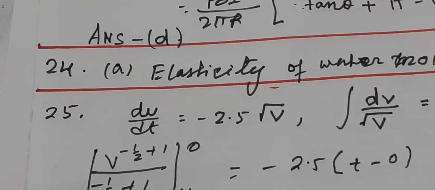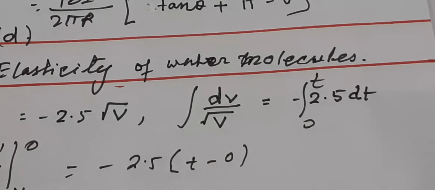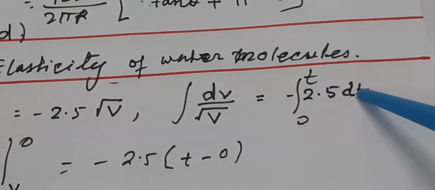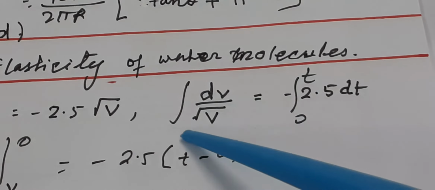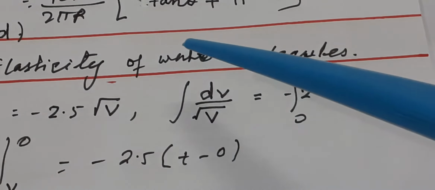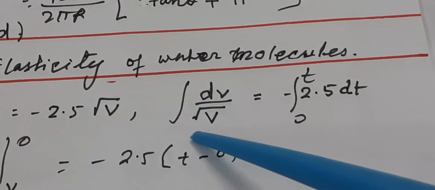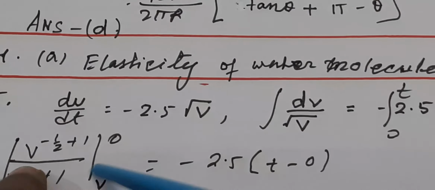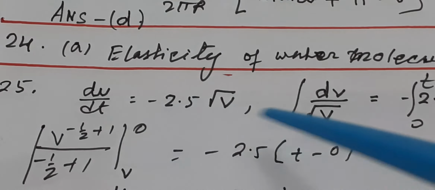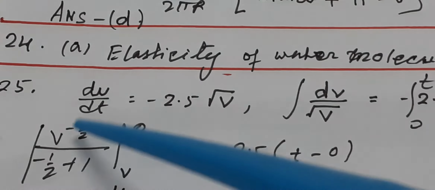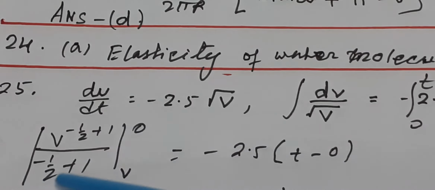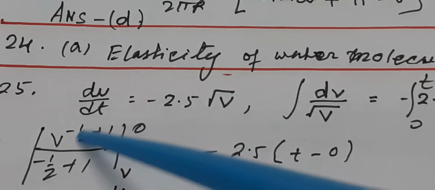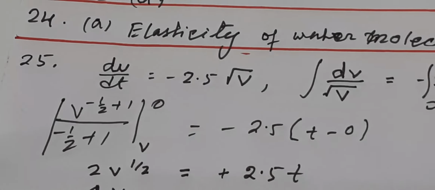Now this type of expression will come, that is integration dv by root under v, and the right side minus 2.5 dt, integration 0 to t, and this will be v to 0, because finally it has to reach 0 velocity, rest. So v to 0 is the limit. After integration you will get v to the power minus half plus 1 divided by minus half plus 1, v to 0 and right side 0 to t. So this limit we have to take care properly, otherwise mistake will be there.